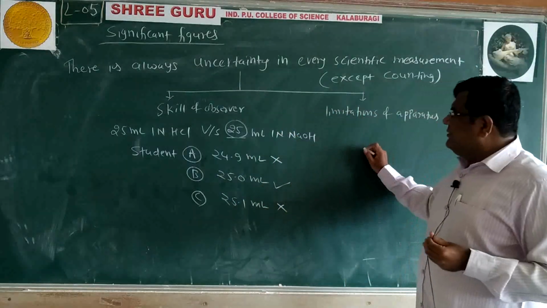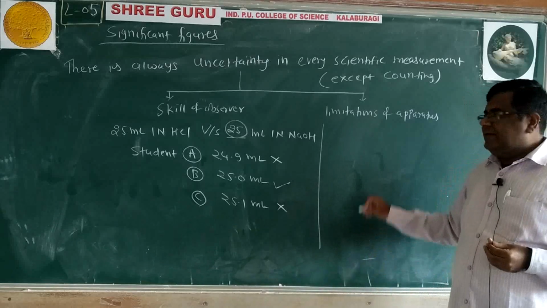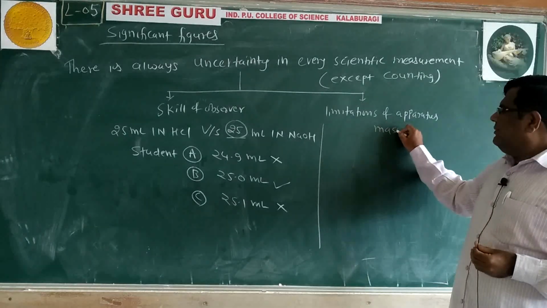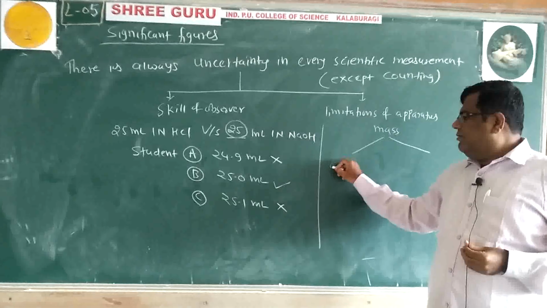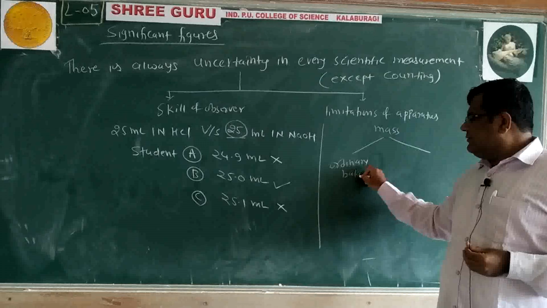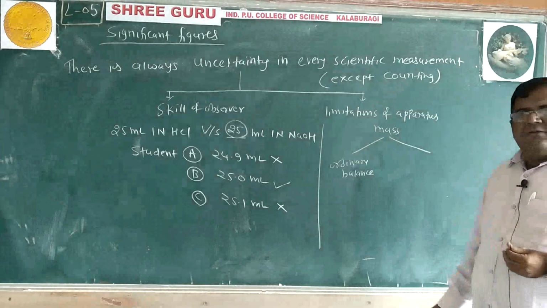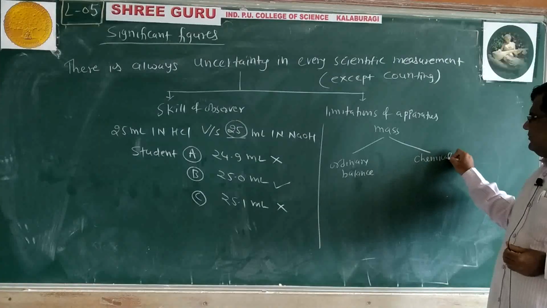Now sometimes there is limitation of apparatus. For example, you are measuring the mass and you are measuring it by ordinary balance and you are measuring it by chemical balance.